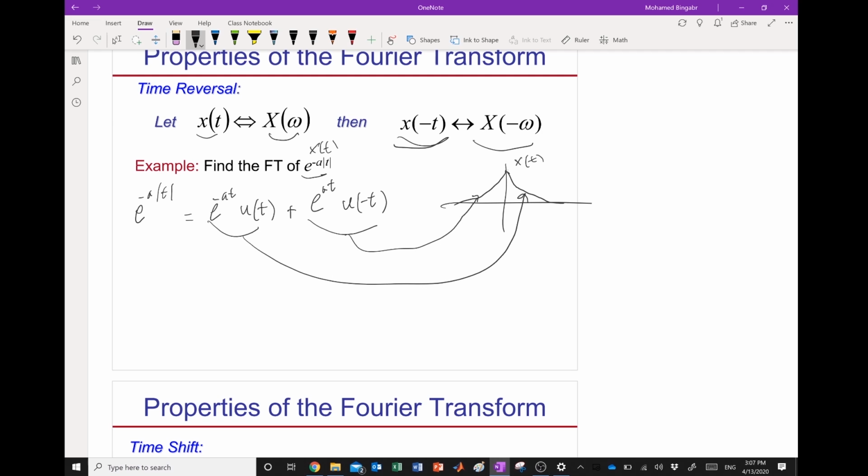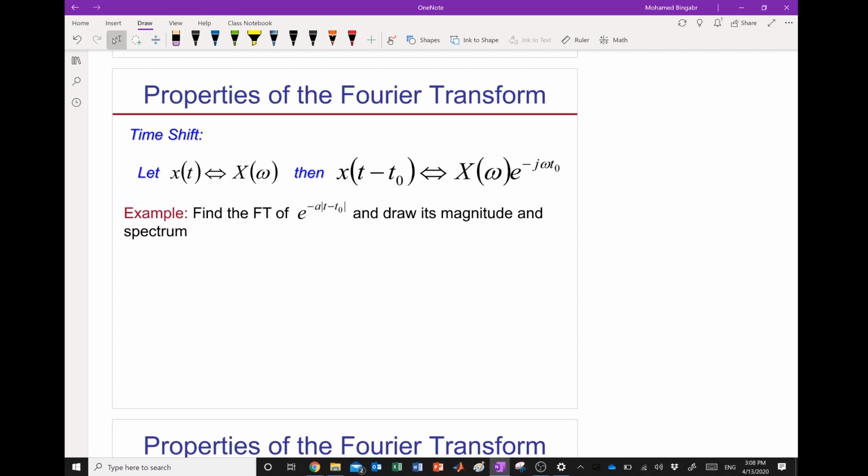Now the Fourier transform of this signal, using linearity, is equal to the Fourier transform of this one, and we already have that one in the table. It's just 1 over a plus j omega, and the Fourier transform of this one is just 1 over a minus j omega. If I add them up, it will be 2a over a squared plus omega squared.